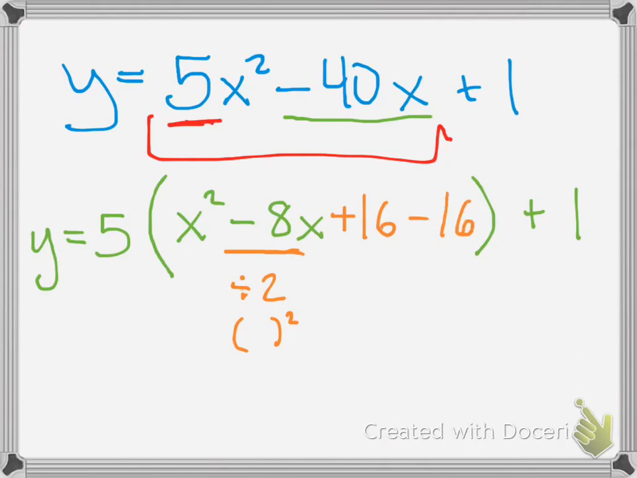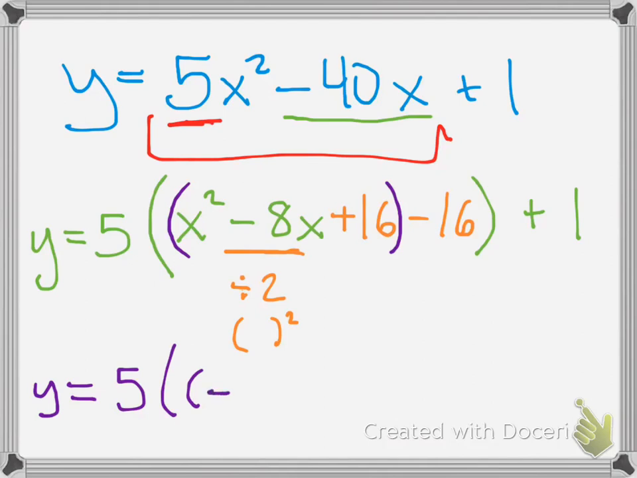The purpose for this is I don't want to change the value of the expression. I just want to make it look different. And so by adding 16 and subtracting 16, I'm not changing the value of the expression. I'm just changing how it looks. Now, when you do this process, as we talked about in class, without going into too much detail, the first 3 terms here are always factorable nicely. They're what we call a perfect square trinomial, and they always factor in a predictable way like we talked about in class. So let's go ahead and do that factoring then.